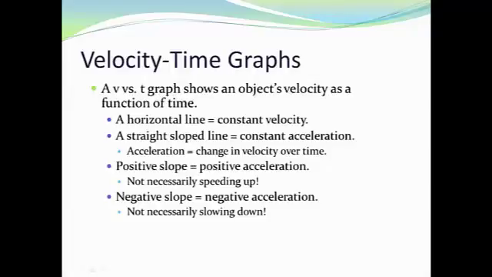Now, a couple of things. Acceleration is defined as the change in velocity over time. So anytime we do slope, change in y over change in x, or change in v over change in t, the slope of the velocity versus time graph is our acceleration. A positive slope means you have a positive acceleration, a negative slope means a negative acceleration, and please understand the positive slope does not necessarily mean speeding up, and negative slope does not necessarily mean slowing down.